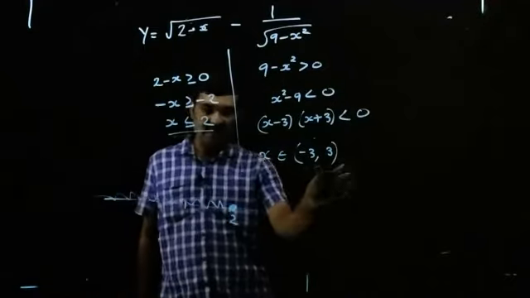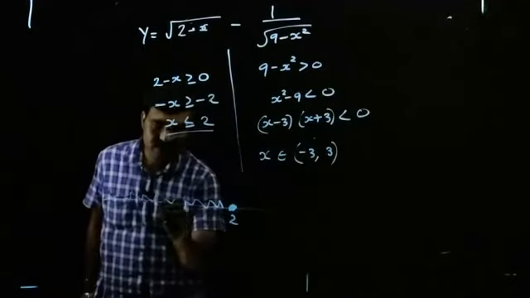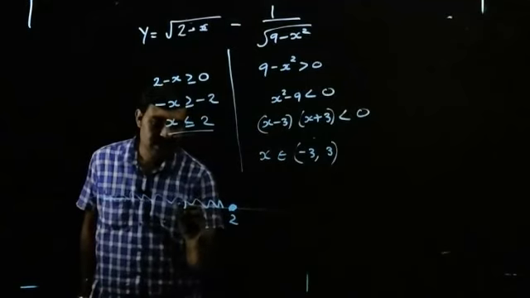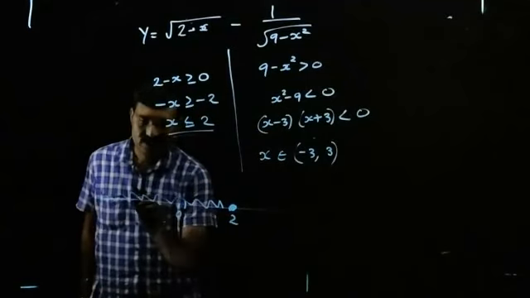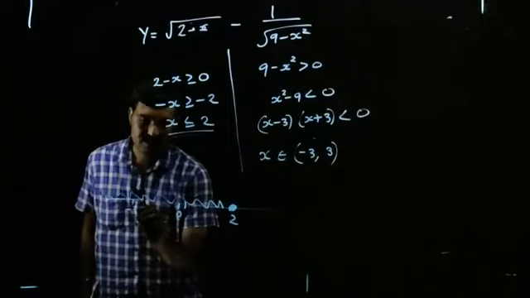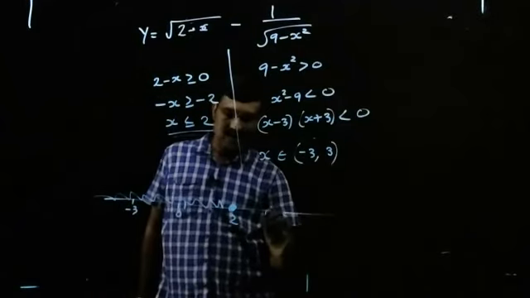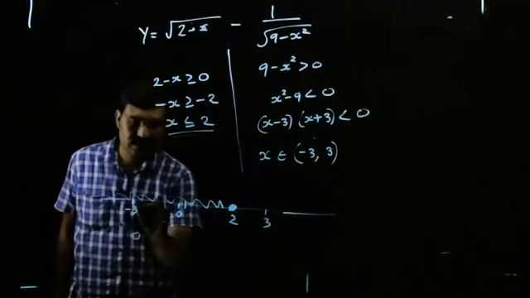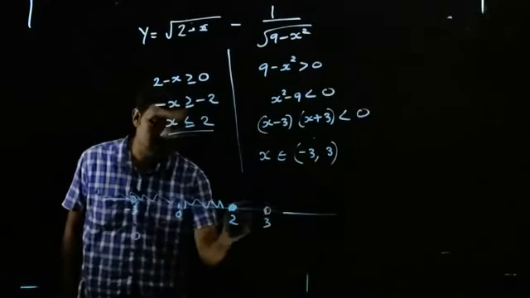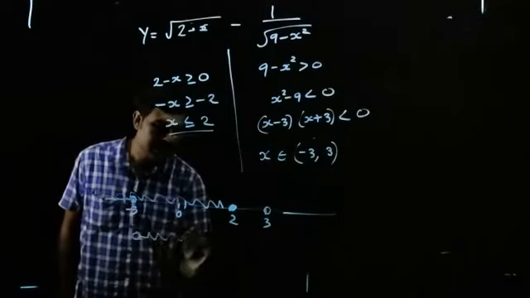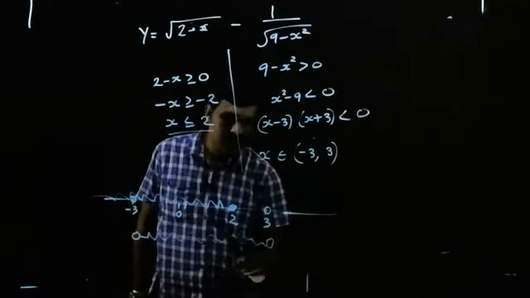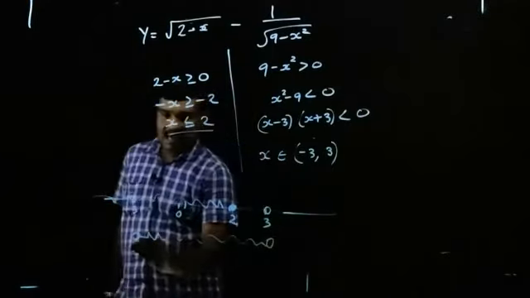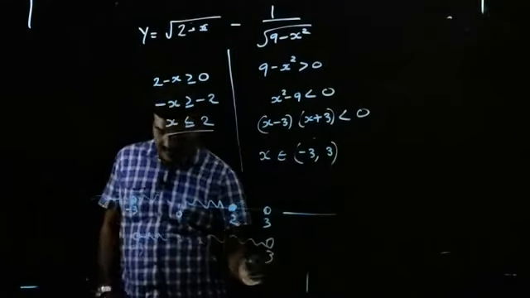For this section, we can write x lies between -3 and 3. Let this be 0. So we can mark this as -3 and 2, 3. Both -3 and 3 are not included. So we can say this area, both -3 and 3 are excluded.